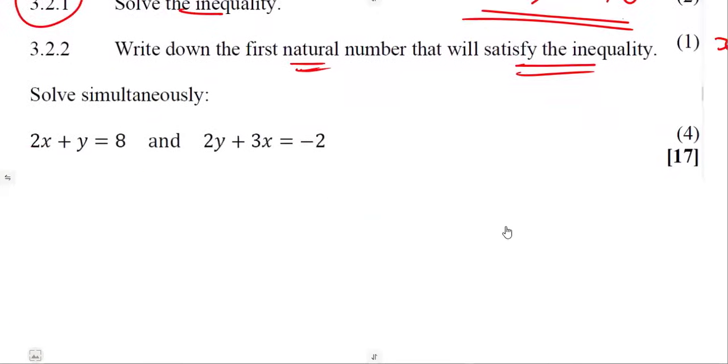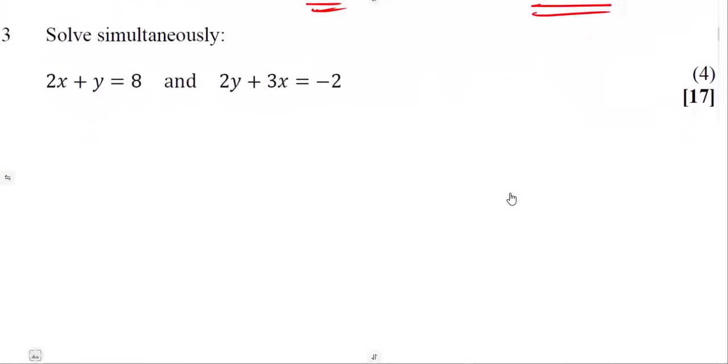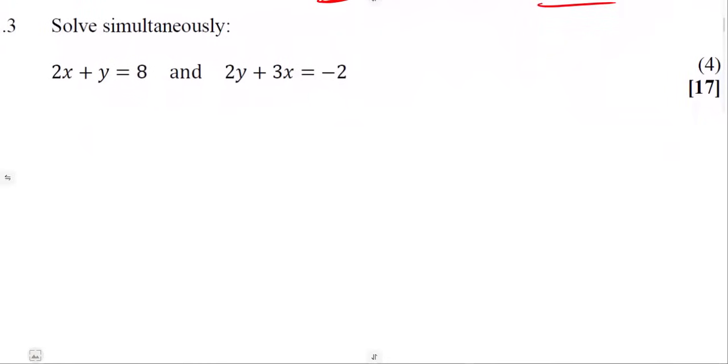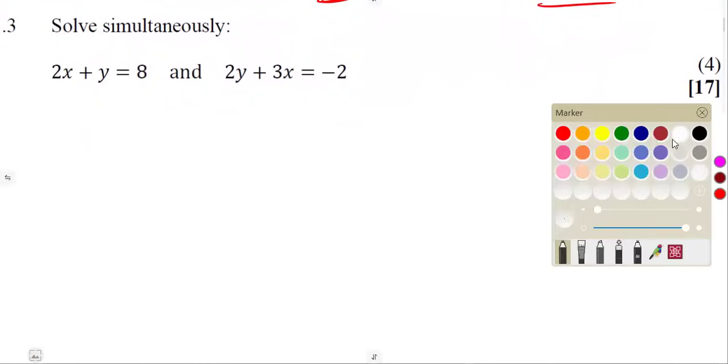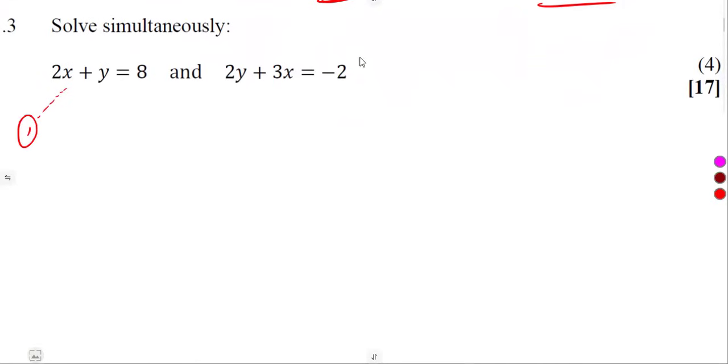So we are done on this one. 3.3, solve simultaneously. It's in your hands. We have got two equations: this is our equation 1, and this is our equation 2. It's up to you which method you are going to use: elimination, substitution, or any one that you are comfortable using.